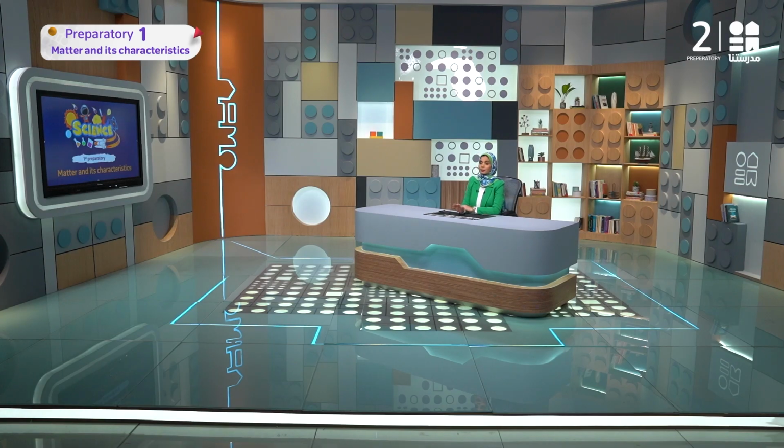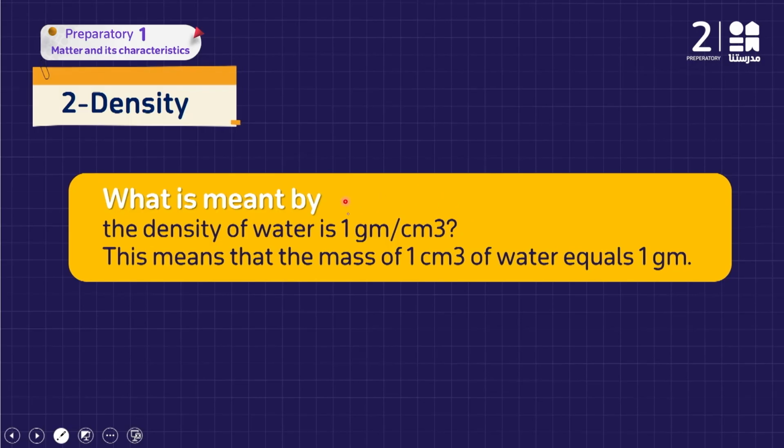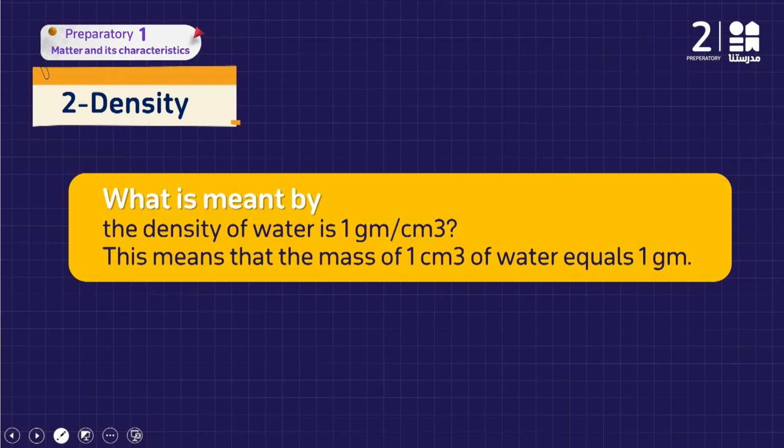What is meant by the density of water is 1 gram per cubic centimeter? How can we answer this question? Density of water is 1 gram per cubic centimeter. That means the mass of 1 cubic centimeter of water equals 1 gram.